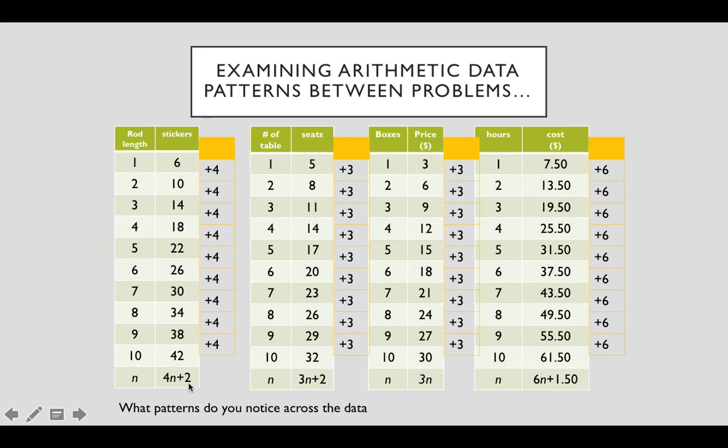You may also recall that these numbers are also the values that we found when the input value, the rod length or the number of tables or the number of boxes or the number of hours, was 0. So when there were no rods, if I followed my pattern, I'd still have 2 stickers. If there were no tables, I'd still have 2 seats, the front and the back. If I had no boxes, I would pay no money. If I had no hours, I'd still have to pay $1.50. That's that life jacket rental.